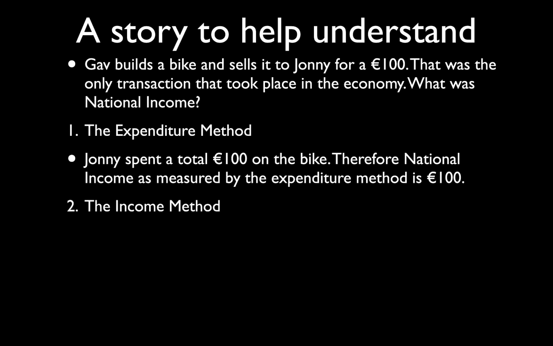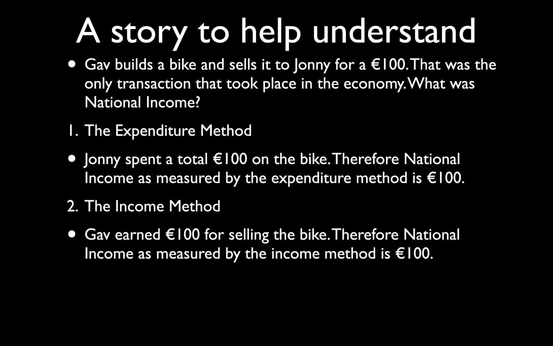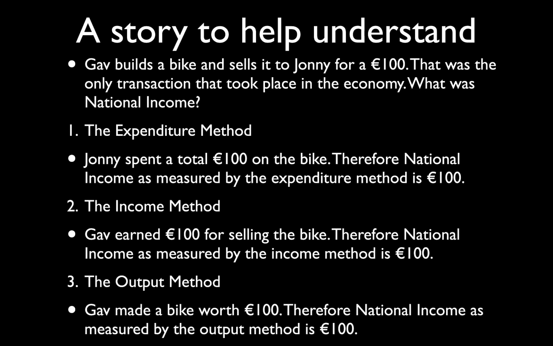The income method. How much did Gav earn from selling me that bike? Well, Gav received as income my €100 that I spent. Every economic transaction has a buyer and seller. One person is earning money, the seller, and one person is spending money, the buyer. So therefore, if we add up total expenditure or total income, we should get the same amount. They have to be. And the final thing is the value of output, or the output method. And what we're saying, well, Gav made a bike worth €100. Therefore, national income by the output method is €100.